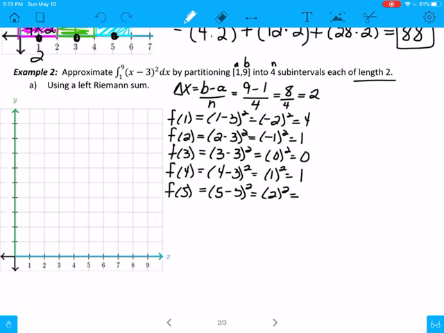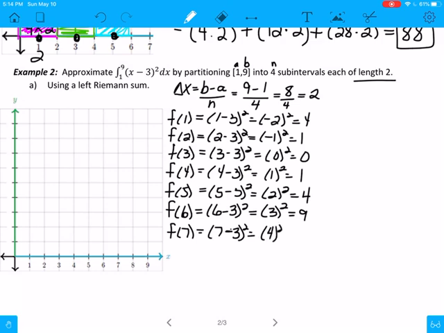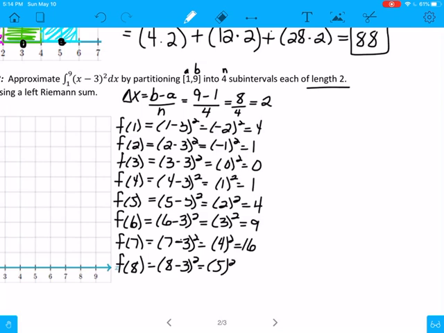Oh my goodness, that's bad. F of 6 equals 6 minus 3 squared, which is 3 squared, which is 9. F of 7 equals 7 minus 3 squared, which is 4 squared, which is 16. F of 8 equals 8 minus 3 squared, which is 5 squared, which is 25. And then f of 9 equals 9 minus 3 squared, which is 6 squared, which is 36.